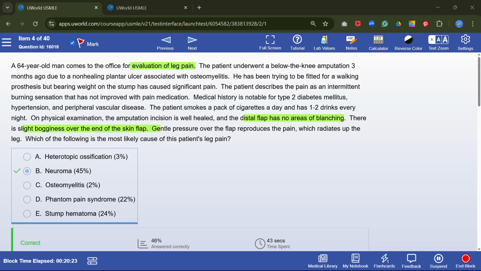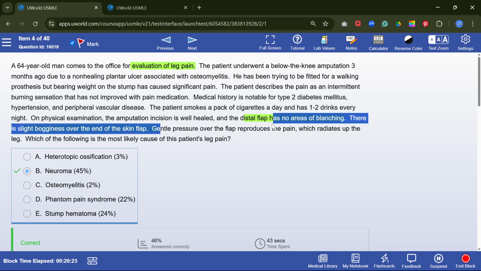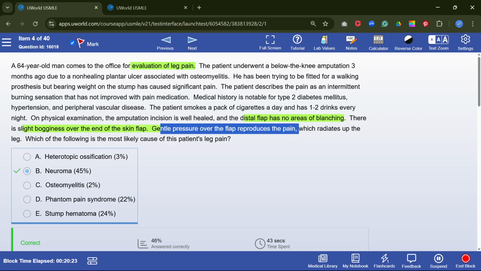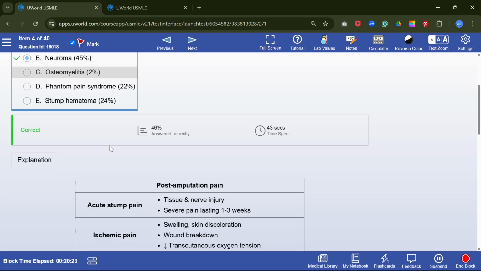On physical examination, the amputation incision is well healed and the distal flap has no areas of blanching. There is a slight bogginess over the end of the skin flap. This one is very important: gentle pressure over the flap reproduces pain, which radiates to the leg. So it is neuroma.